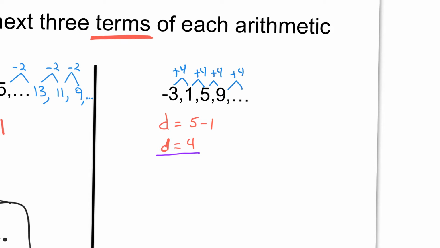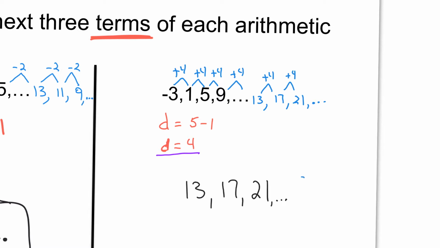So 9 plus 4, that's 13. 13 plus 4, that's going to be 17. And 17 plus 4, that's going to be 21. And then put dot, dot, dot, because it keeps going to infinity. So my three numbers, the ones that we're looking for, are 13, 17, and 21. And I'll put the dot, dot, dot, because we keep going to infinity. Now remember that this is the fifth term, sixth term, seventh term, and it keeps going and going to infinity terms.